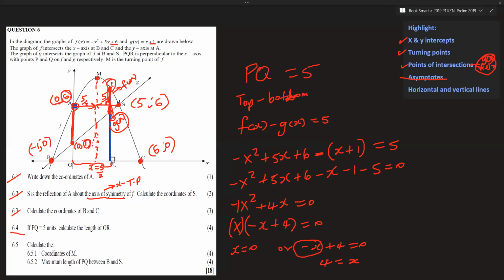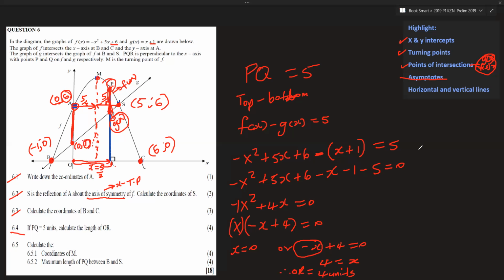Remember the x value here, it means the x value from here to there, it's 4. So which is the distance from O to R basically. Therefore, OR is 4 units. Do you see it? Then finito.